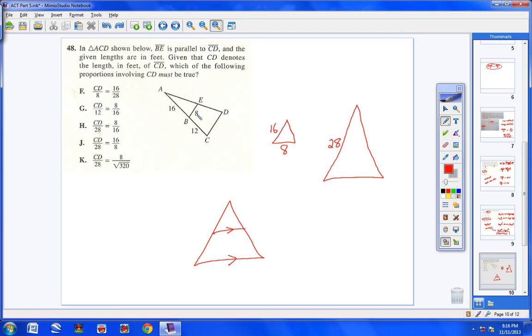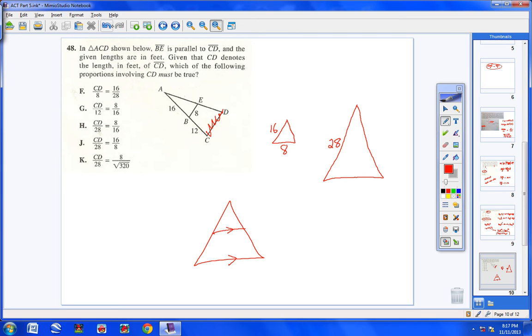And how do I know? Do I know that this side here is parallel to this side here? Let's go ahead and read the problem. Let's find out. In triangle ACD, BE, here it is, is parallel to CD. Here it is. So we do know they're parallel. And the given lengths are in feet. Given that CD denotes the length in feet of CD, which of the following proportions involving CD must be true? So in other words, which of these proportions over here would help us solve for CD?